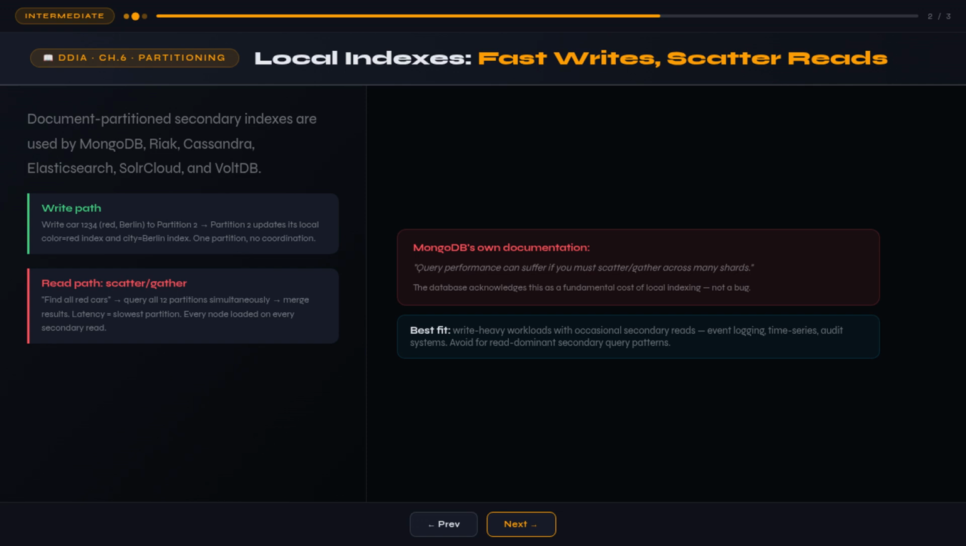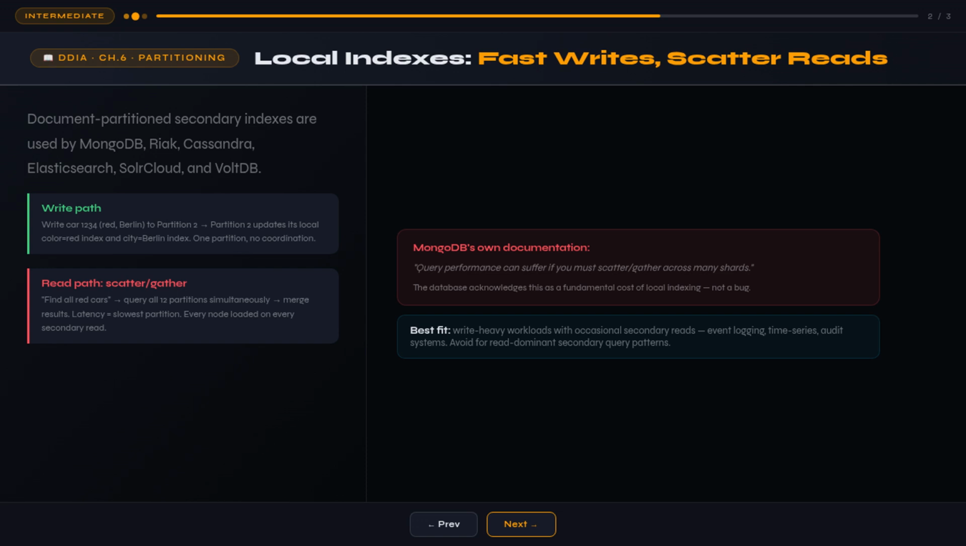Reads are where this approach struggles. When you query "find all red cars," no single partition has a complete answer. Partition 2 knows about its red cars. Partition 5 knows about its red cars. Partition 8 knows about its own. To answer the query, you have to query all partitions simultaneously and merge the results. This pattern is called scatter/gather.